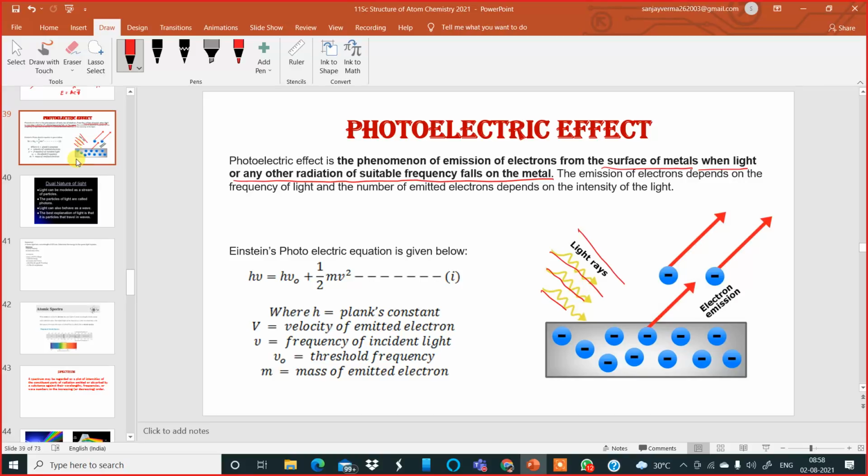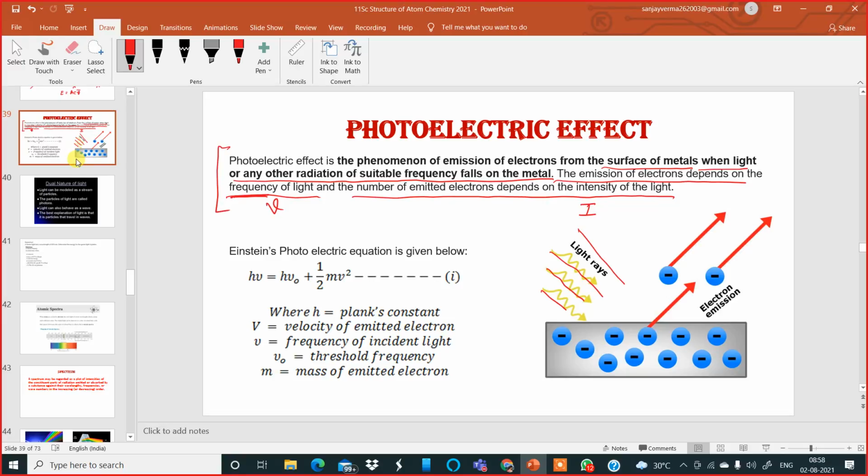Now the emission of electrons depends on the frequency of light, and the number of emitted electrons depends on the intensity of light. So two things are there. The emission of electrons depends upon frequency, and the number of emitted electrons depends upon the intensity of light, with what intensity the light is falling on the surface. So you have to keep this in your mind.